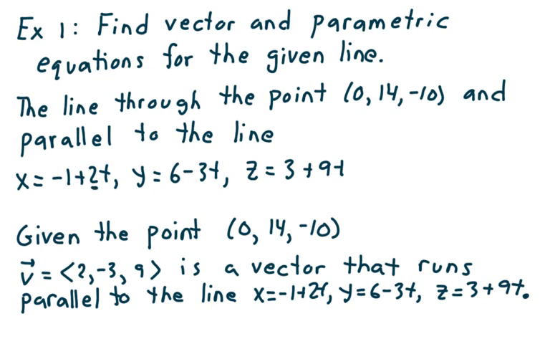So notice here, this 2 will be my a, negative 3 will be my b, and 9 will be my c. And so the vector 2, negative 3, 9 is a vector that runs parallel to the line x equals negative 1 plus 2t, y equals 6 minus 3t, z equals 3 plus 9t. Okay? So if it runs parallel to that line, it's going to run parallel to the line I want.